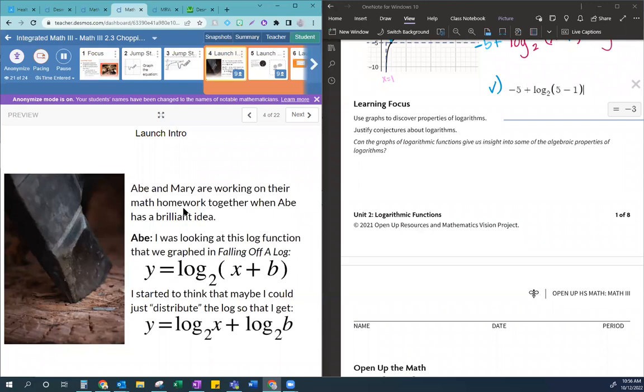So Abe and Mary are working on their math homework together when Abe has a brilliant idea. I was looking at this log function that we graphed in Falling Off a Log, the last activity, log base 2 of x plus b. And I started to think that maybe I can just distribute the log so I can get log base 2 of x plus log base 2 of b. So, like, I wonder if we could do that. Okay, that's what Abe is saying. This is a conjecture. He's like, I wonder if I could do this.